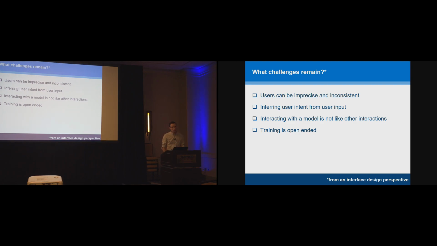So what main challenges remain then, despite this research, from an interface design perspective? Obviously some of these are more general challenges that can be related to designing intelligent user interfaces in general, but how they specifically relate to interactive machine learning. So users can be imprecise and inconsistent, that's always a problem, but it's particularly problematic if you're trying to elucidate some concept and that concept is shifting in the mind of the user over time.